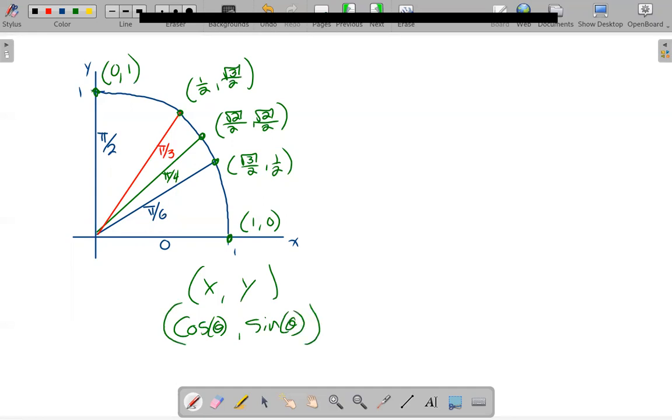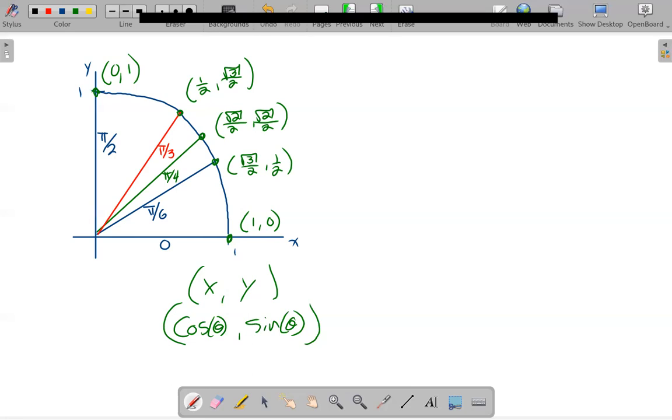So knowing this unit circle and knowing that the x value is the cosine and the y value is the sine tells you that if you're asked, well, what is the sine of pi over 3, you would say, oh, it would be the square root of 3 over 2 because that's the y value of this point. So you've got to memorize this.